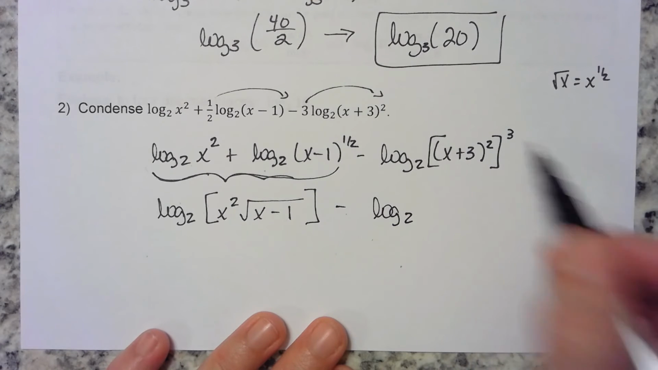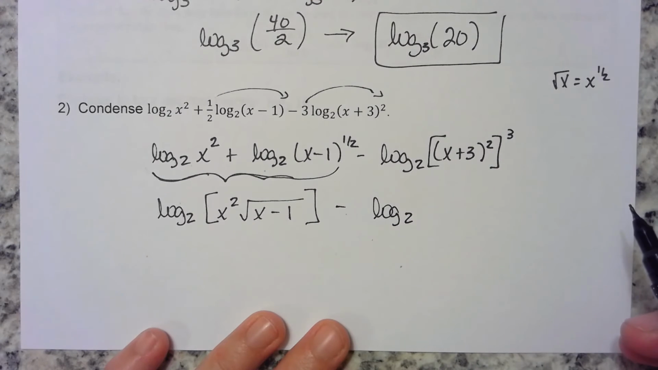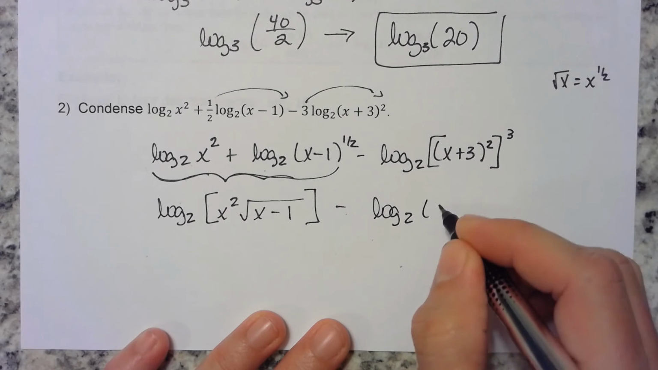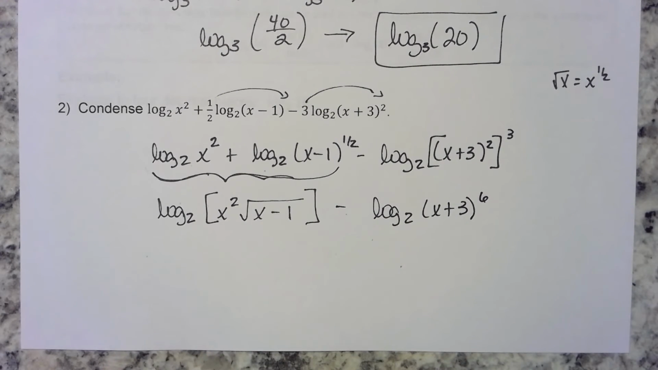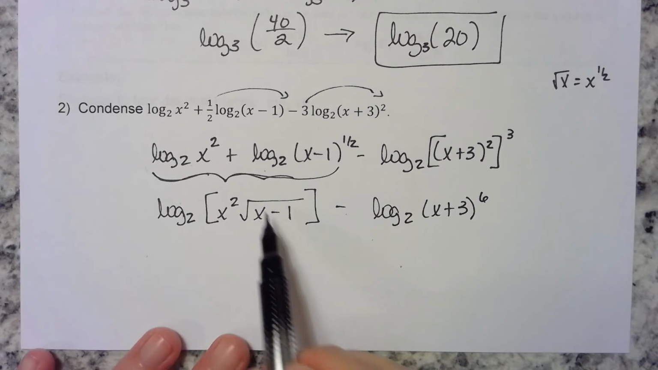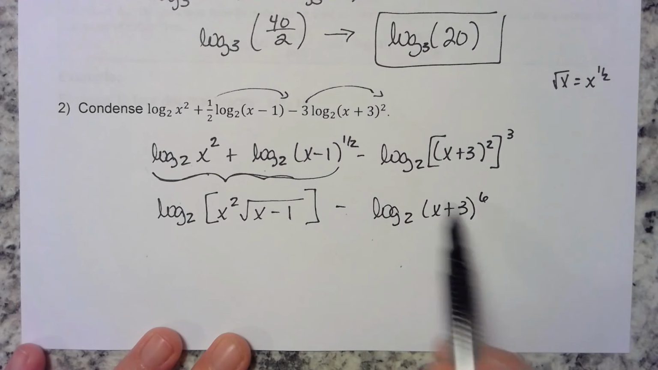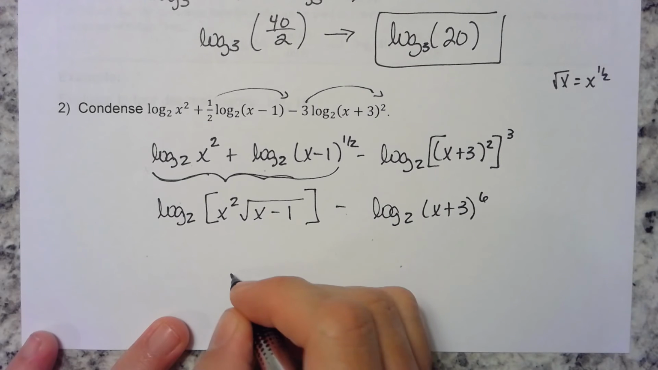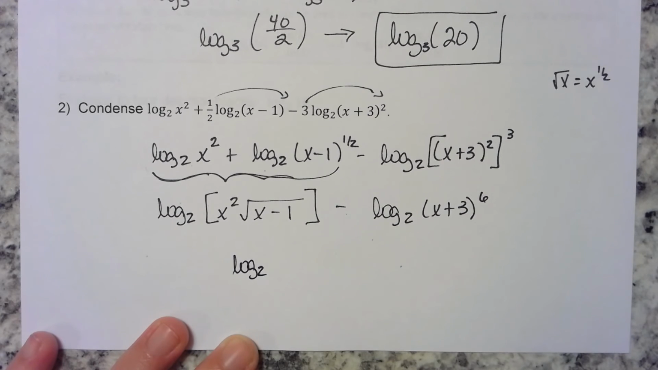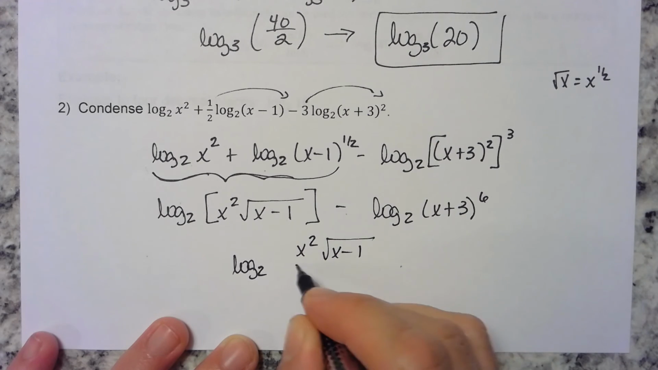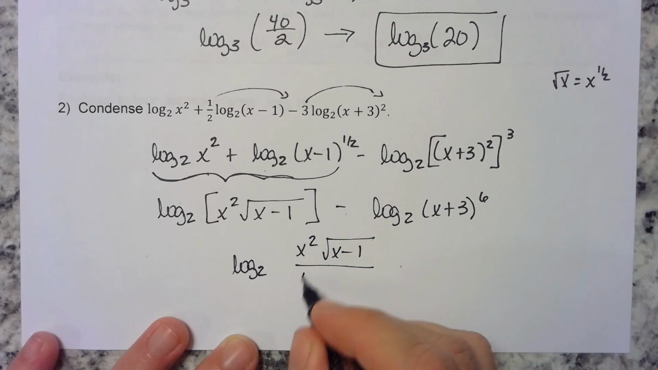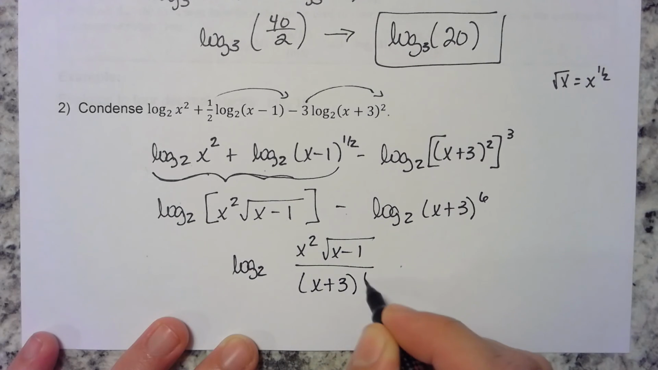When you have a power to a power, remember you multiply the powers. So we end up with x plus 3 all to the 6th power. Now we have this one minus this one. The bases are the same, so we end up with log base 2 of x squared times the square root of x minus 1 all over x plus 3 to the 6th power.